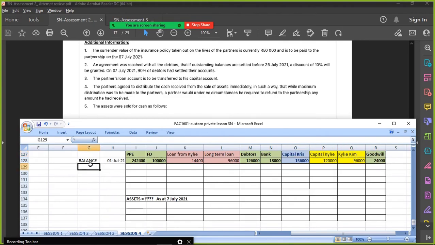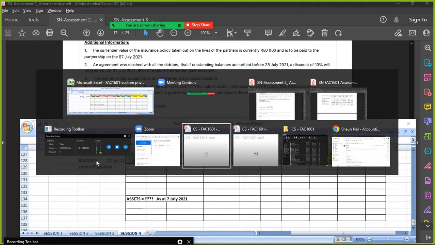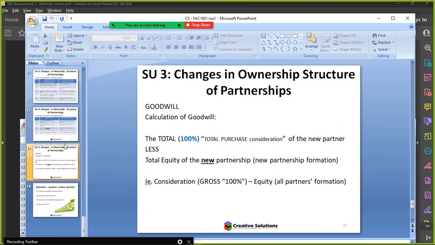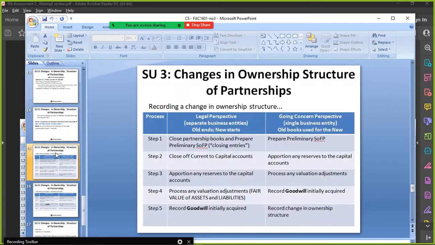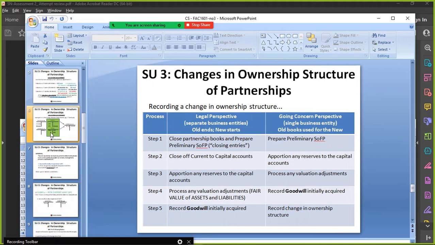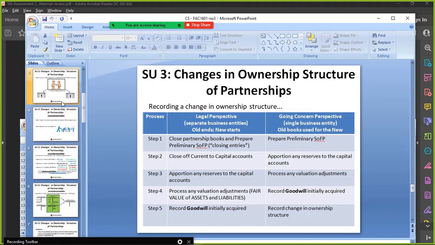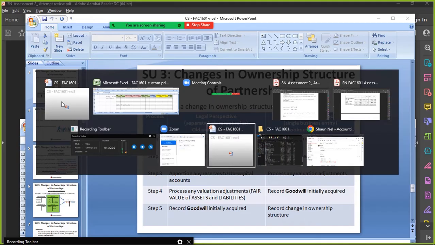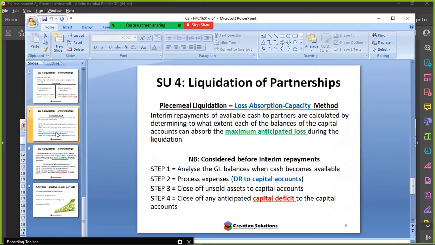So that's what you have to do. Okay, so close off goodwill. If you go look at these notes that I've got here, let me show you. There's a process. Let me show you the process. This is in the textbook actually. Let me just find the one for the piecemeal. Oh, this is change of ownership. Wrong one. This one. Okay.